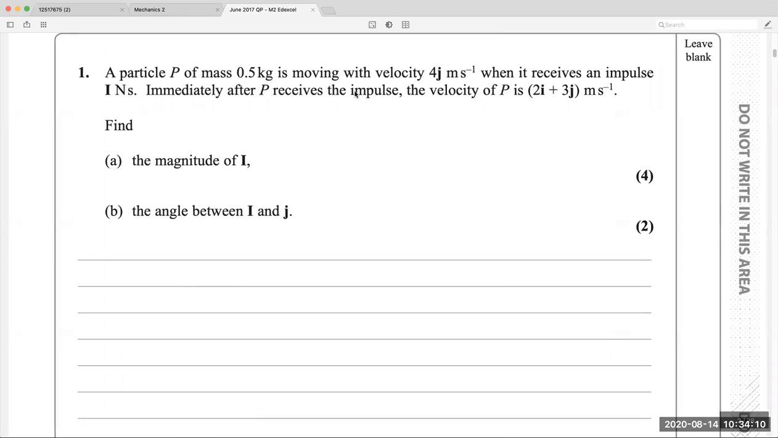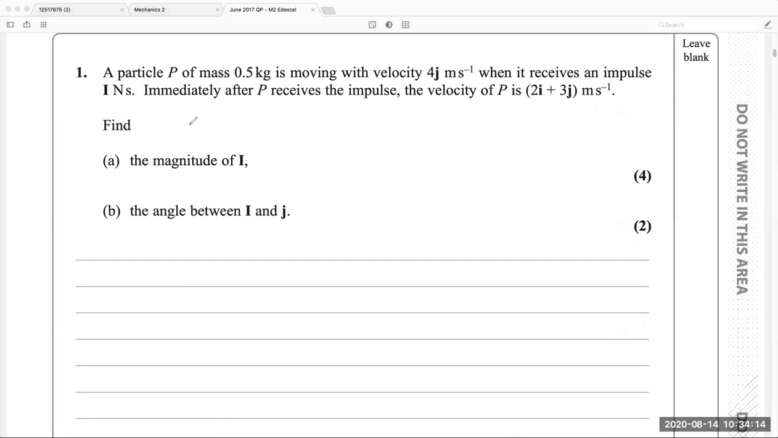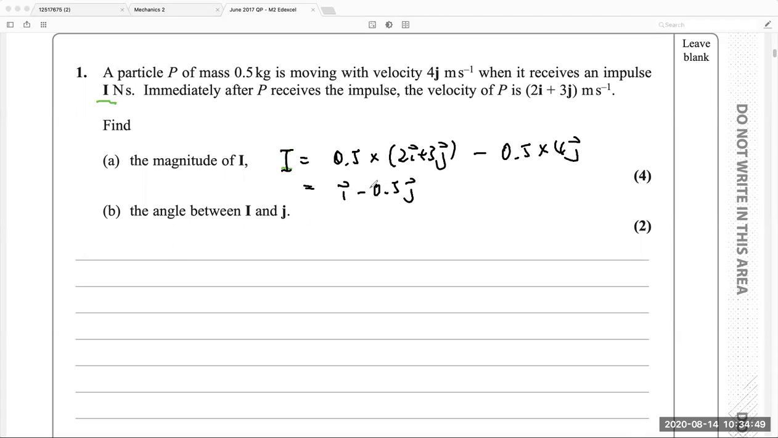So have a look at question one. Moving at the speed 4j and receiving an impulse of 1 Newton. Find the magnitude of the impulse. You know the impulse is a change in momentum, so that should be 0.5 times (2i plus 3j) minus 0.5 times 4j. Then you can get the answer: i minus 0.5j. It's better for you to write down the unit also. I'm not sure if the marking scheme will require you to write down the unit.